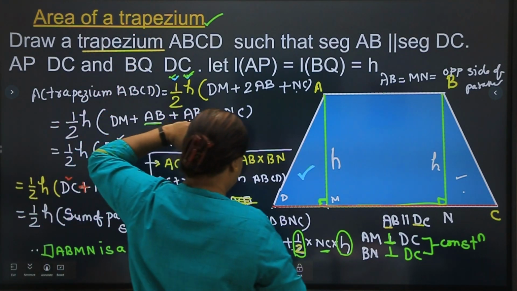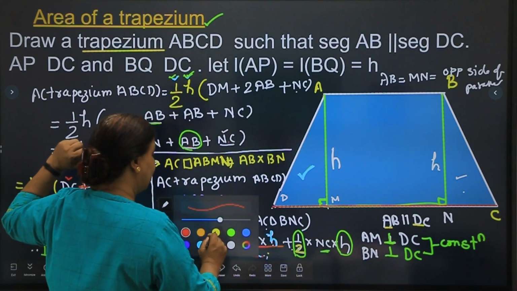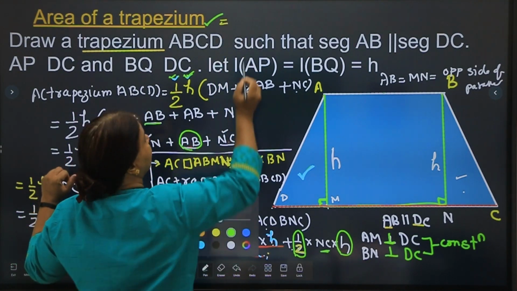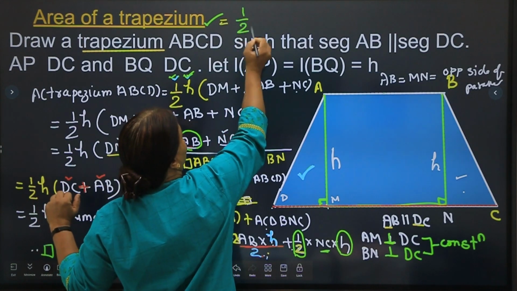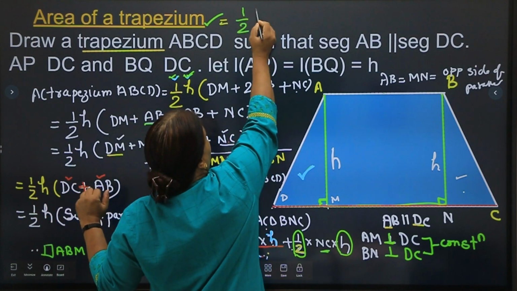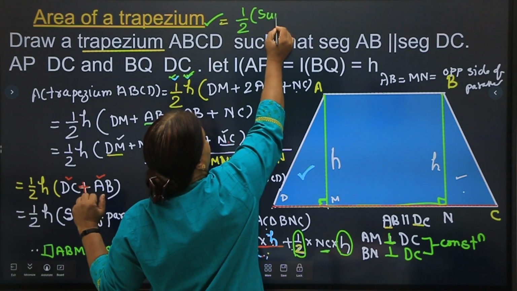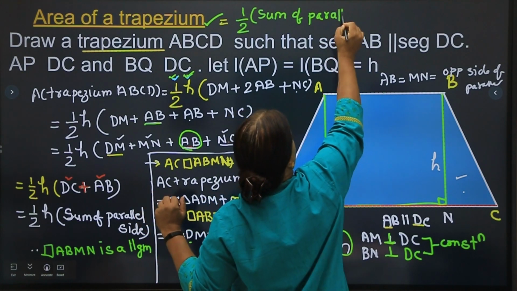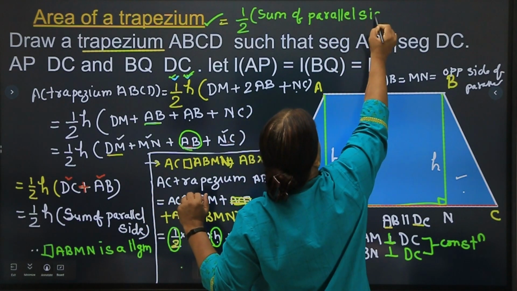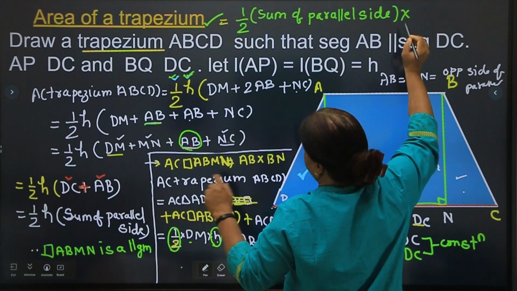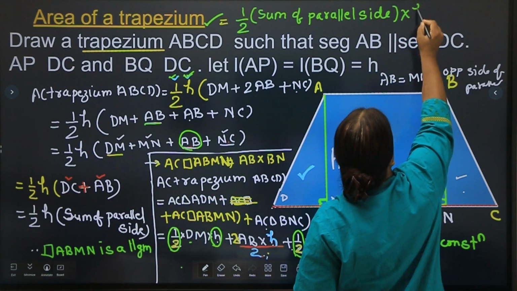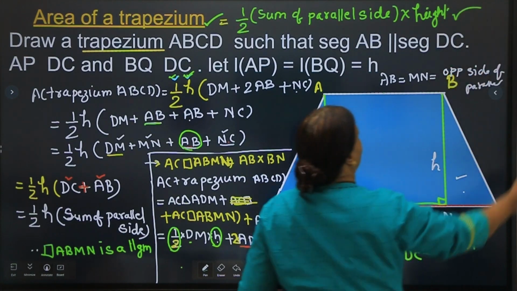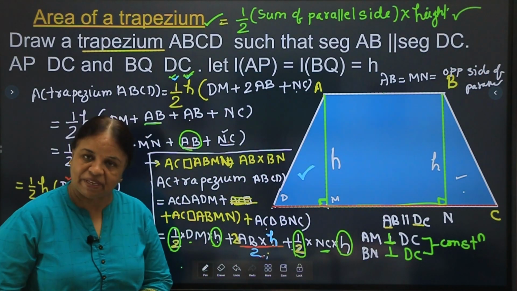So what final answer are we getting? The final answer we are getting for area of trapezium is half into sum of parallel sides into height of the trapezium. So this is the formula for area of trapezium.